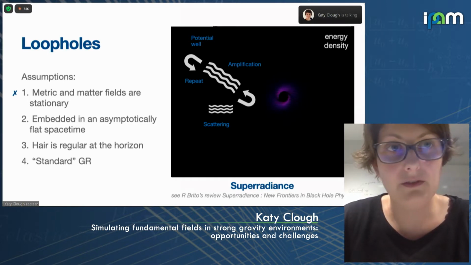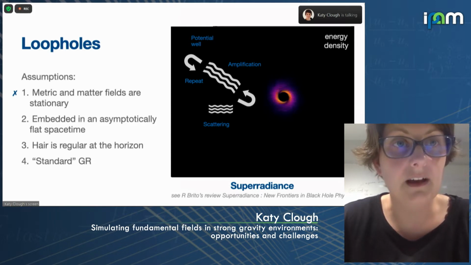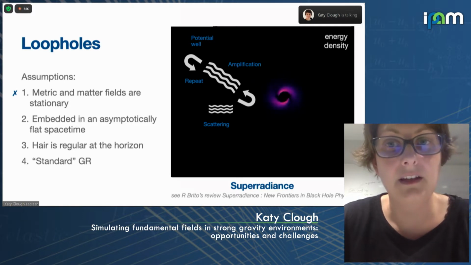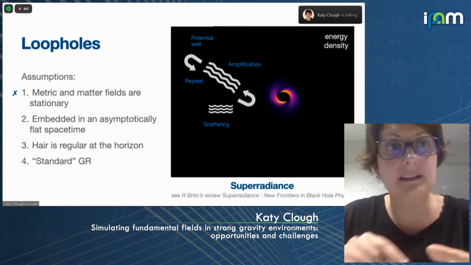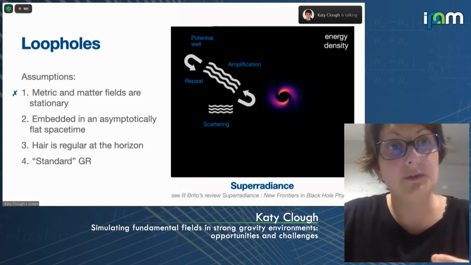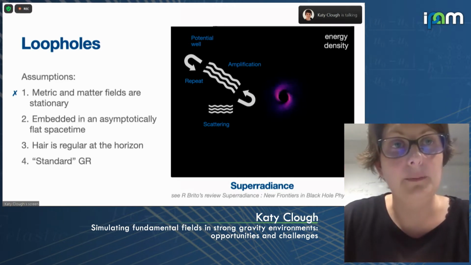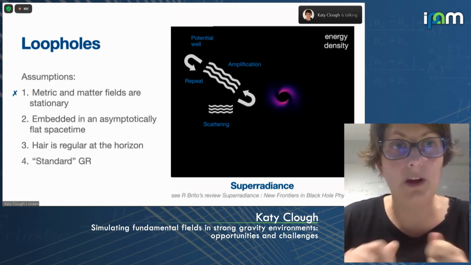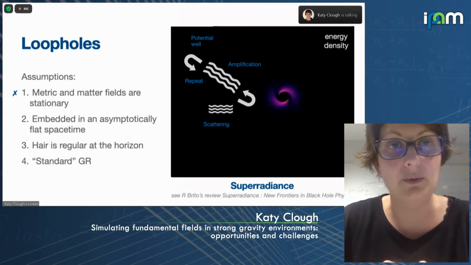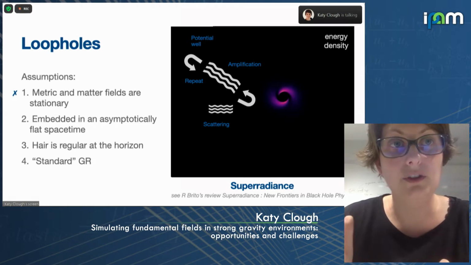So you can construct cases of this which are properly stable, in the sense that the amount of energy that's being extracted from the black hole is exactly the same rate as is falling into the black hole and replenishing the spin of the black hole. So you can set up quite finely tuned cases that in principle will be stable long term.